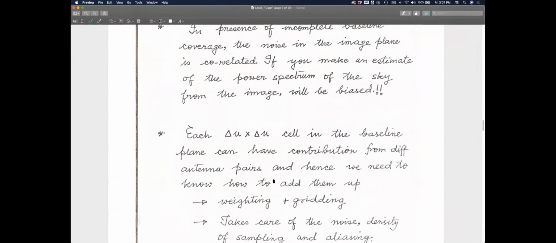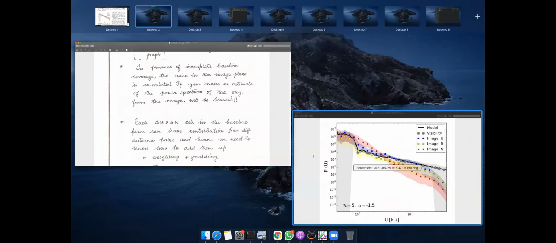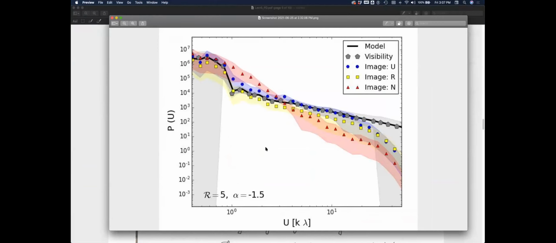I don't want to go into that, but if you really want, they are different weighting schemes: uniform, random, and natural, some Briggs and natural.